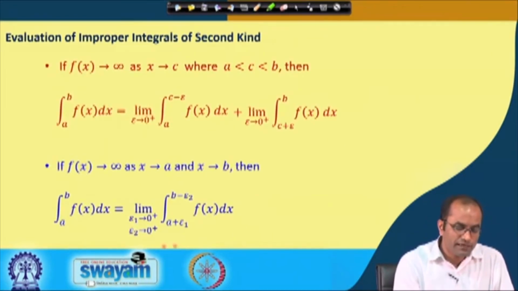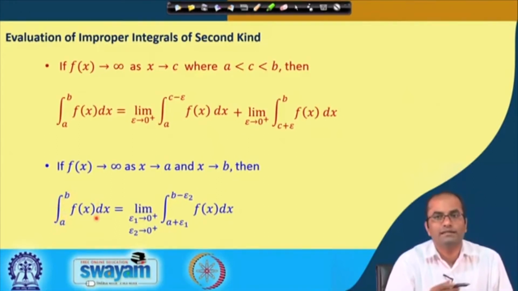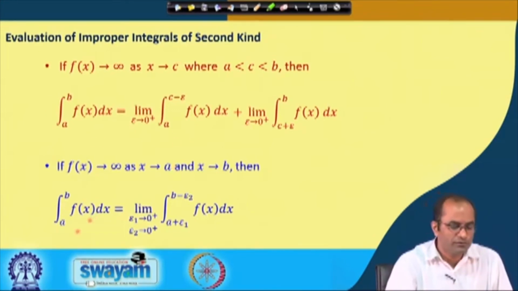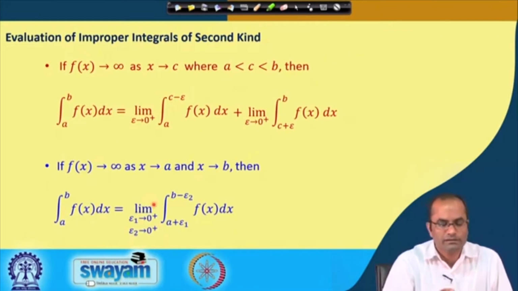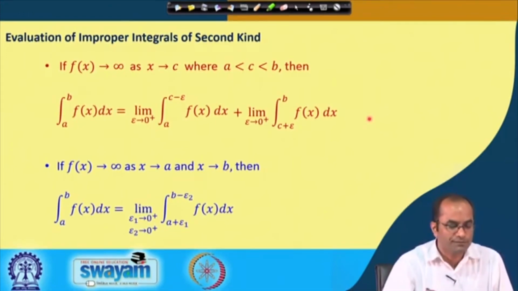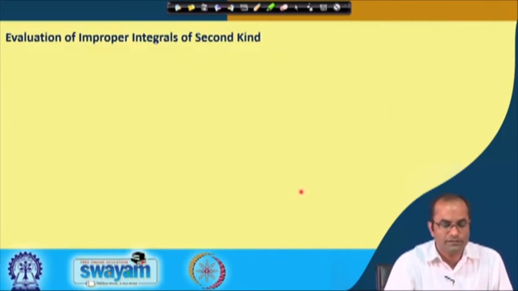So, in this case, when f(x) is approaching infinity at both the ends, we can also break this integral at some other point, like a to c and then c to b, and then we can handle exactly the integrals we have handled before. So, we have two different integrals instead of this one, and the first one we will handle with a plus epsilon, and the second one we will handle with b minus epsilon, similarly as we have done above.